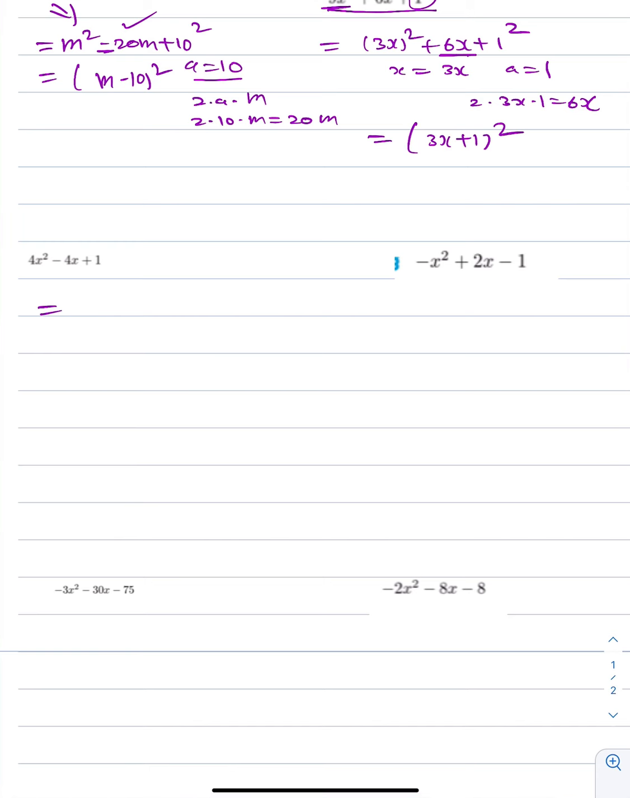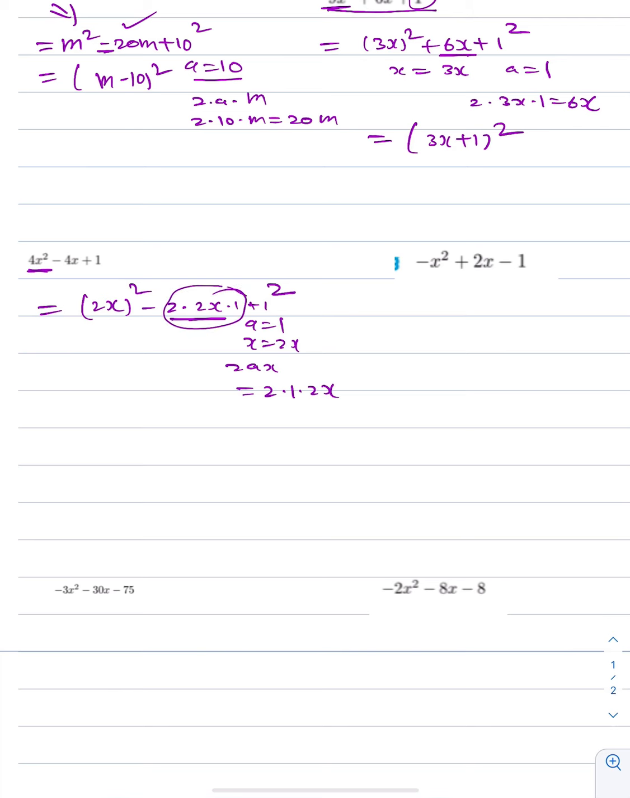Now similarly, for this one, we need to write the first term as (2x) whole squared minus, and you can also do this step, 2 into x into 1, plus 1 squared. By writing this, we already checked, because a is 1 and x is 2x, so 2ax is going to be 2 times 1 times 2x. So by writing the middle term like this, we are already checking that if a is 1 and x is 2x, it gives us 2 times 2x into 1, which is 4x. Since it's negative, that means the formula we are using is (x minus 1) whole squared.